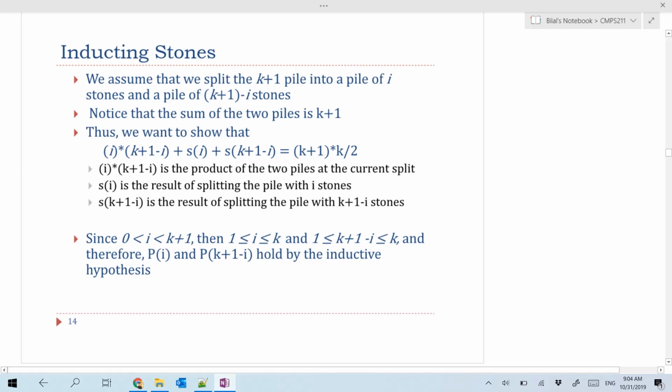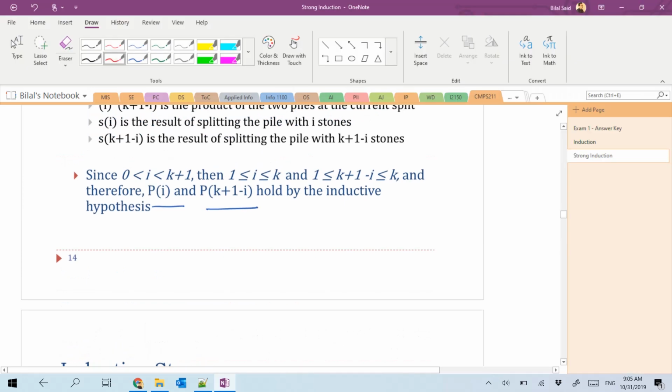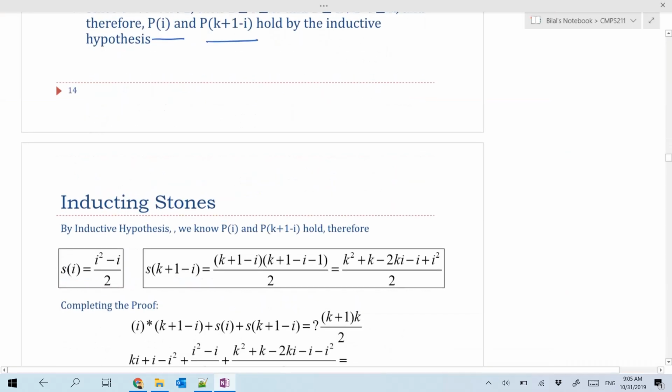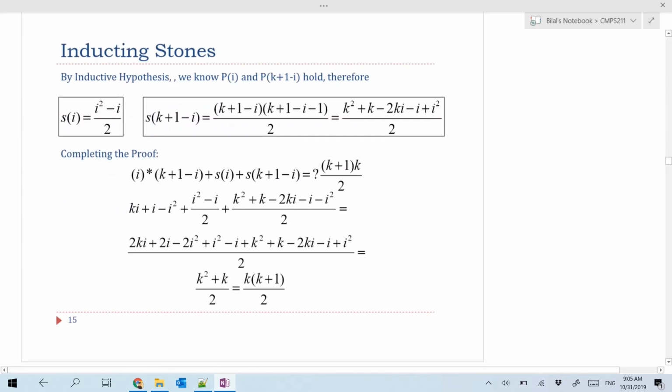So having the property true for i and for k plus 1 minus i means that you're assuming that the sum of the product of the ways you are going to split your i stones is equal to i times i minus 1 over 2, which means i squared minus i over 2. And assuming the property for k plus 1 minus i is assuming this, and this is the development of this term.